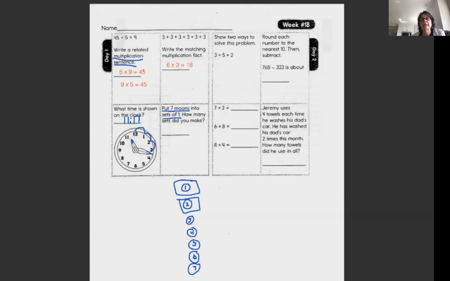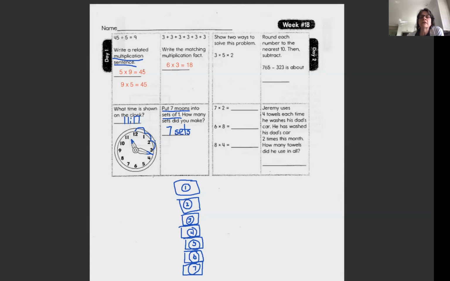What does it say? Let's go back, sets of 1. So here's another set of 1, and here's another set of 1. So we're starting to see then I'm going to end up with the same number of sets as I have moons, because there's only one moon in each set. So if we look at our picture, how many sets did we create? We created 7 sets. And hopefully that makes sense. It's a little confusing. When it gets so simple that you just have one in each set, it almost gets a little confusing. Okay. All right, our next one on the first question on day 2.